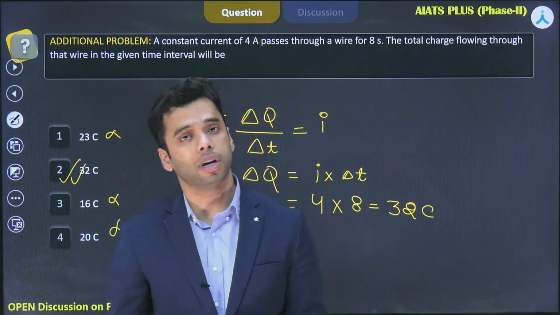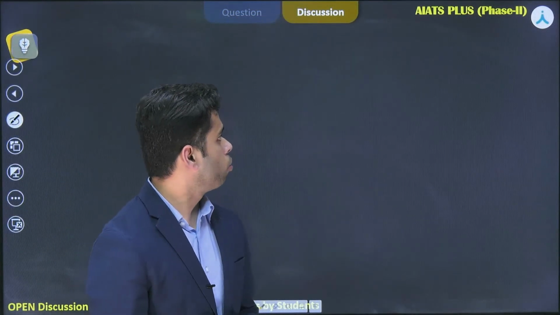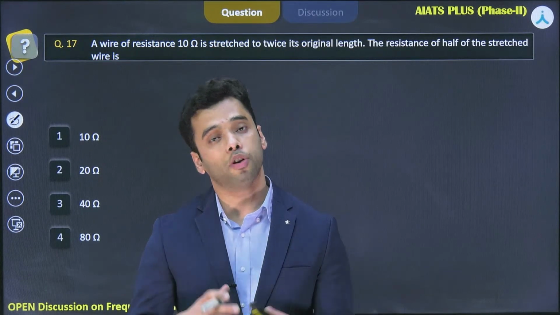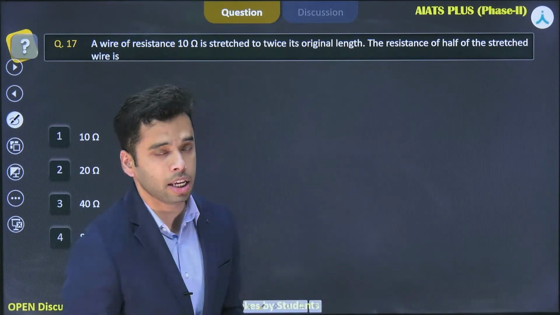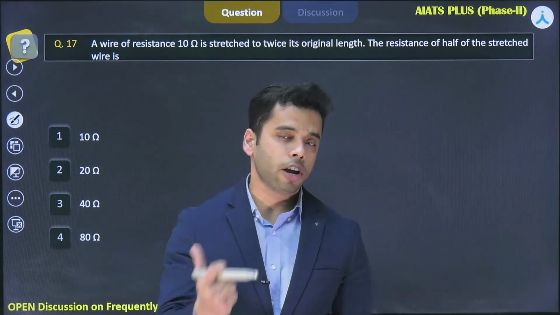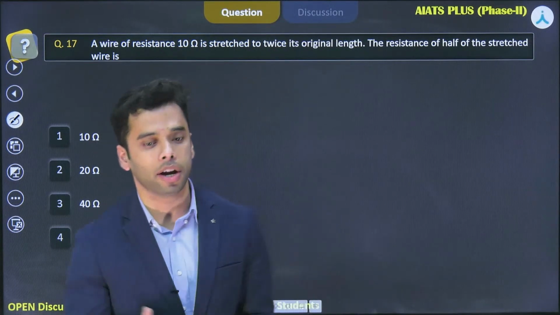So yes, 32 coulomb is the correct answer to this problem. Let's move forward to another problem. Again, this problem is based on the chapter of current electricity, but this time they are testing the concepts of resistance. Resistance is a very frequent topic that you will be tested on while dealing with the chapter of current electricity.